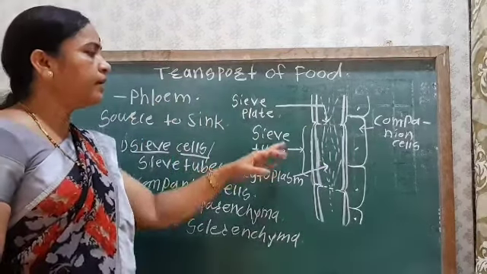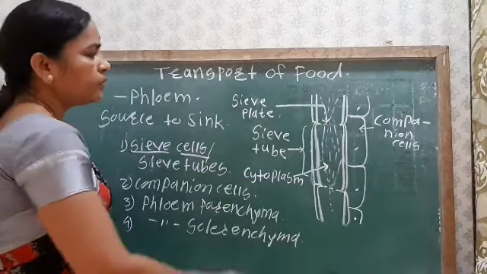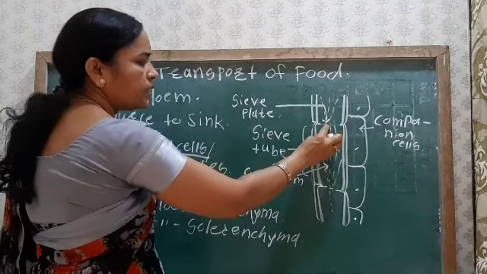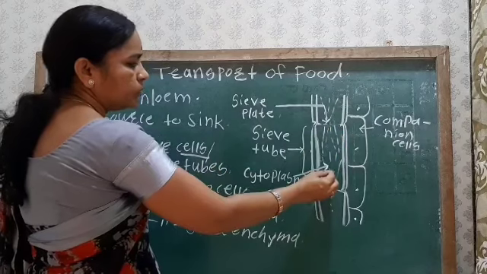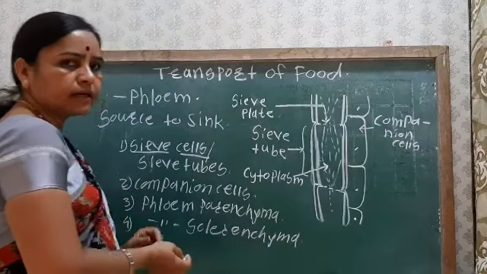Okay, and through this the food conduction takes place. From one sieve tube, the food material is conducted through this sieve plate into another sieve tube. Like this, the food material is conducted.